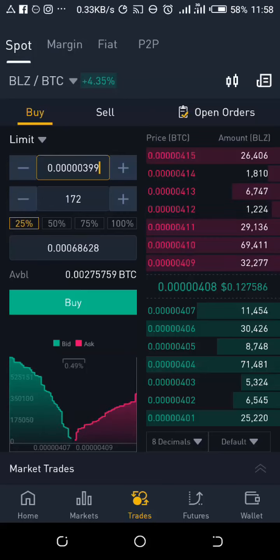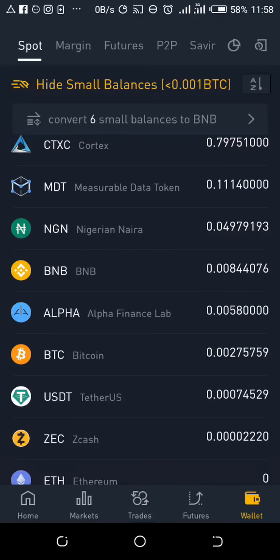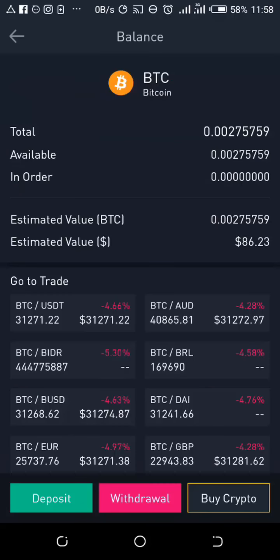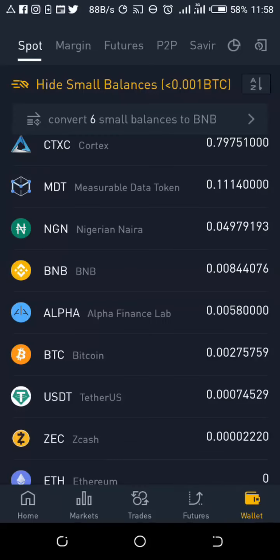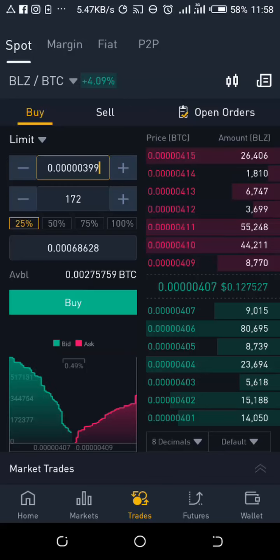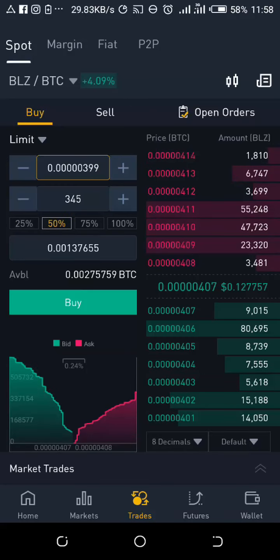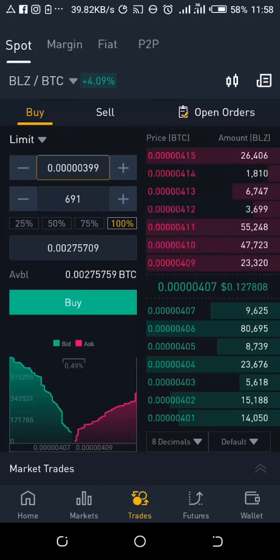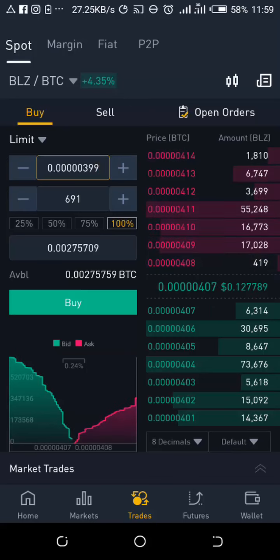Remember, we have $80 something to trade with. So if you look at it here, $86 to trade with. What we can do is trade with 25% of it, 50% of it, 75% of it, or 100% of it. Now let's say we are trading with 100% of our wallet balance, right? So we say if the price drops to 399 Satoshi, let us buy with 100% of our BTC balance.